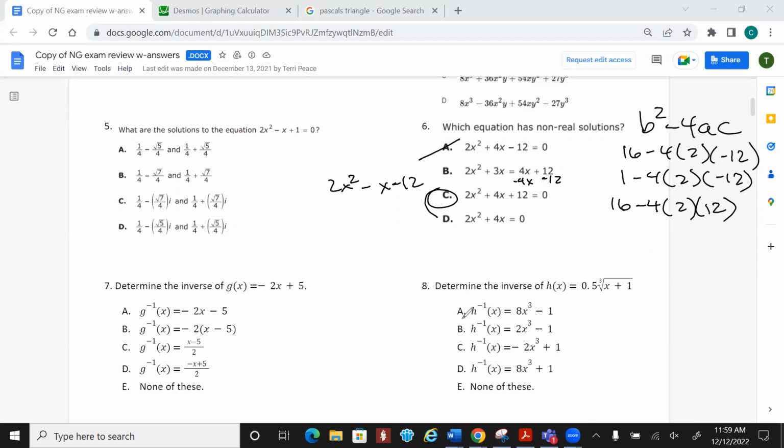Okay, these inverses. So inverses, what you're going to do is you would switch your x and y and solve. However, there is an easier version. What you can do is, tell me what the answer is for 7. Okay, it's D. So what you're going to do is take each one of these functions and plug it into Desmos and watch what happens.